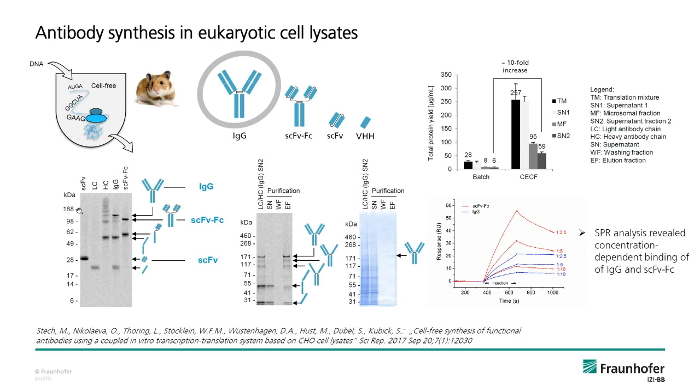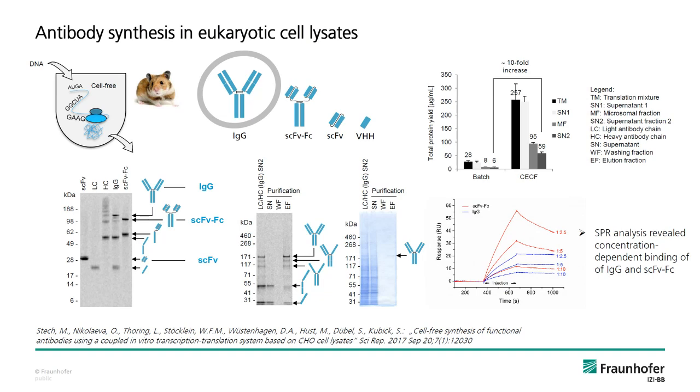On the left, you can see again the autoradiogram where we have incorporated the 14C leucine into our de novo synthesized protein, and we get a specific band for the single chain fragment. We get a specific band for the light chain. For the heavy chain, we see the monomer and we see the dimeric heavy chain. And if we now combine the light chain with the heavy chain, we see that in addition to the light chain and heavy chain, we also get a band that corresponds to the assembled full-length antibody. The antibody can also be purified and then applied to an activity assay, or let's say to SPR analysis, where we have seen a specific binding signal of the antibody and of the single chain fragment Fc construct.